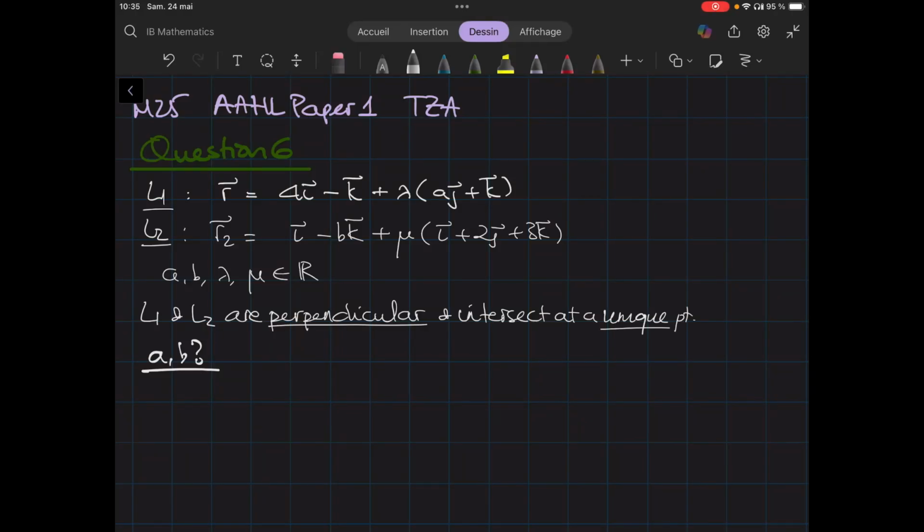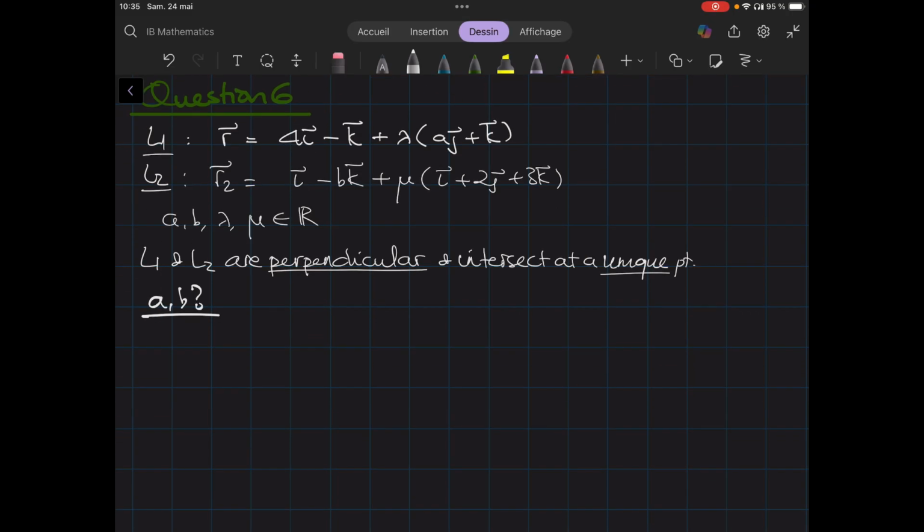Welcome back to the second part of the M25 AAHL Paper 1 Time Zone A walkthrough. We are now looking at question 6 concerning the equation of lines in R3. You are given the equation of two perpendicular lines, and you are also given that they intersect at a unique point. You are then asked to find the value of A and the value of B. So let's get started. We know the two lines are perpendicular.